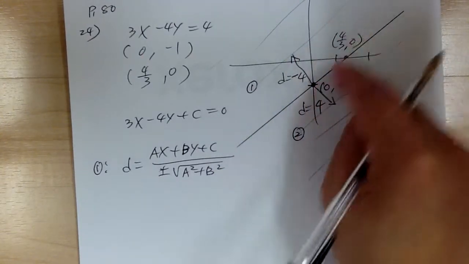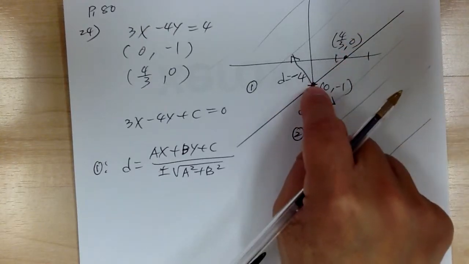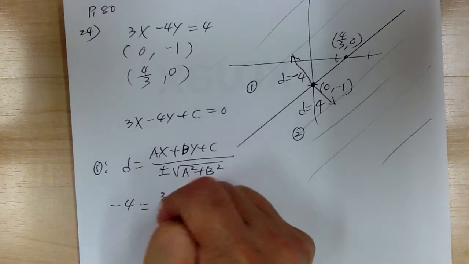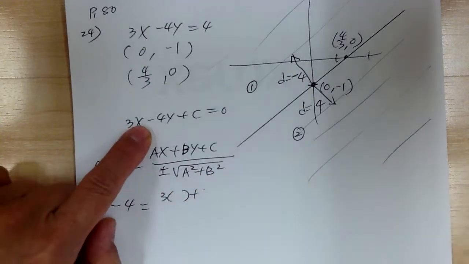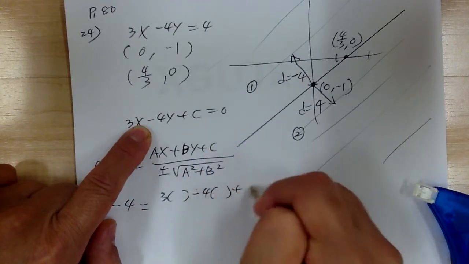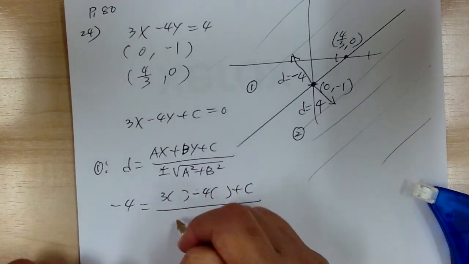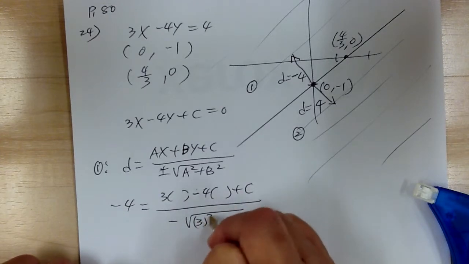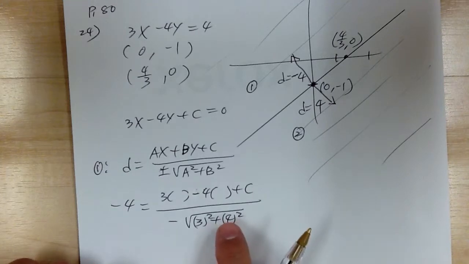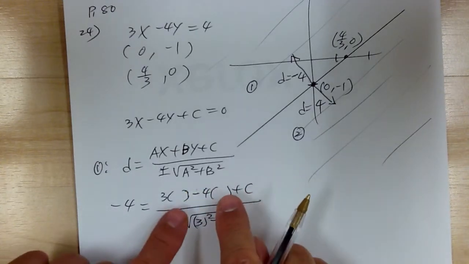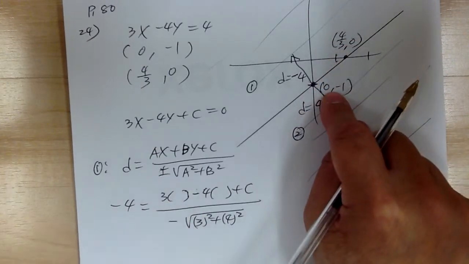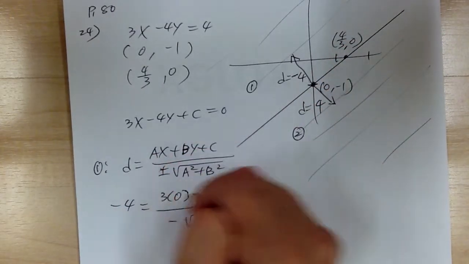Okay? Again, you can use any point, but I don't like the fraction, so I'm going to use this one here. So it's going to be negative 4 equal to 3 blank plus minus, right? This one. So minus 4 blank plus c over, this is the minus, so it would be minus 3 squared plus 4 squared, which gives you 5, right? 3, 4, 5 triangle. Okay, so now you have to put in the point into the parentheses. So again, you can use either one, okay? So I'm going to use this one because I don't like fraction. So it would be 0, negative 1, right?